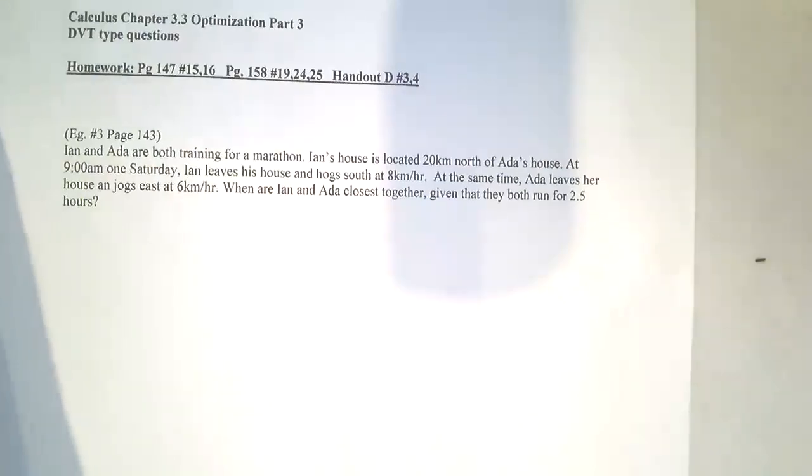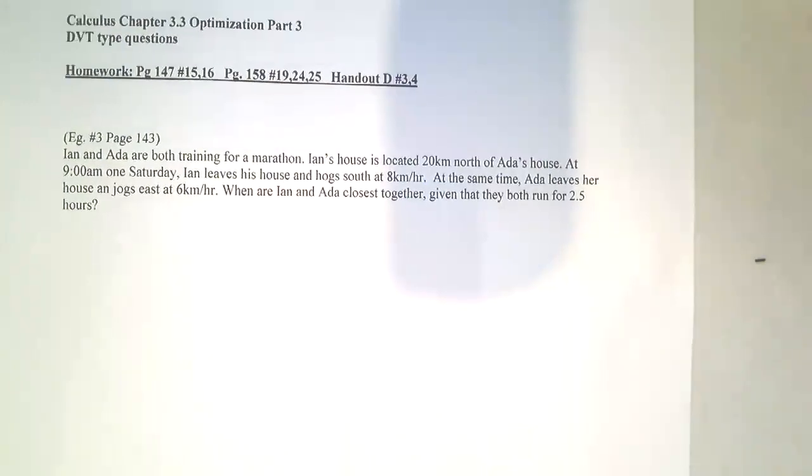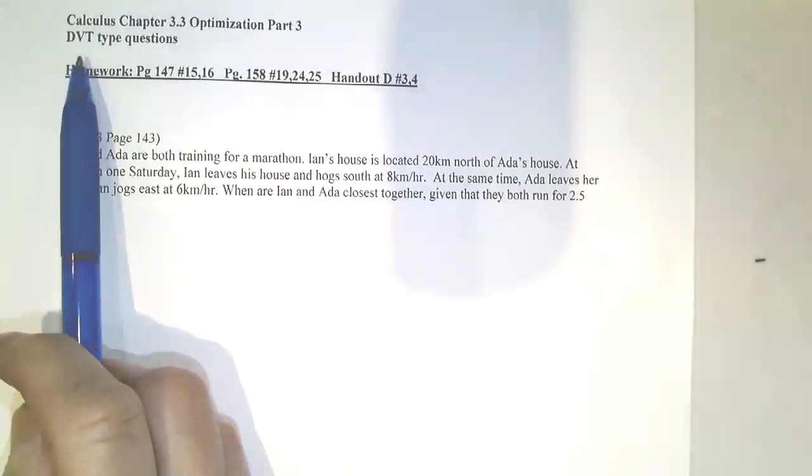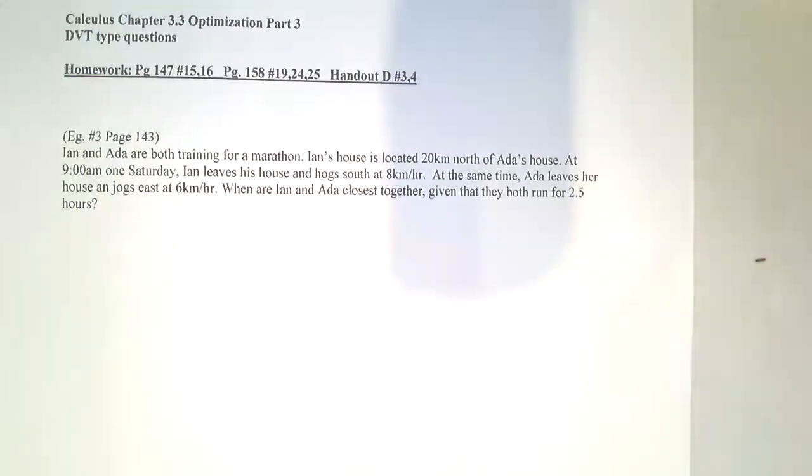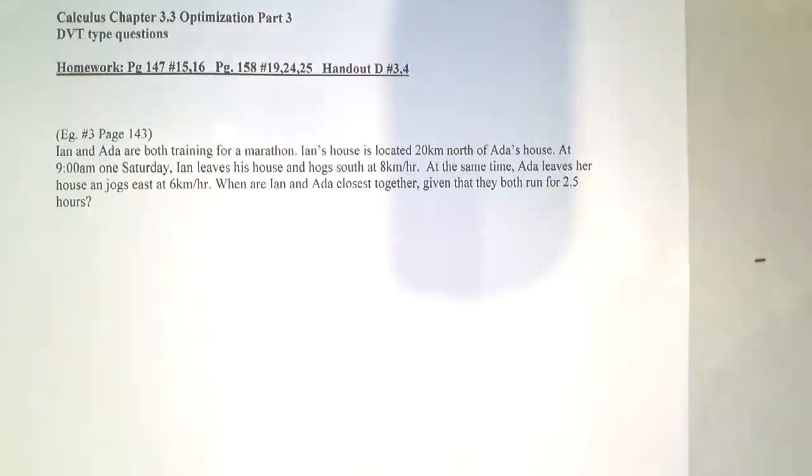Okay, welcome back, grade 12s. It's time for our third and final section on more optimization questions. These are to a specific category called DVT questions. They will always involve two vehicles, whether they're cars, trains, bikes, boats, or in this case, people running.